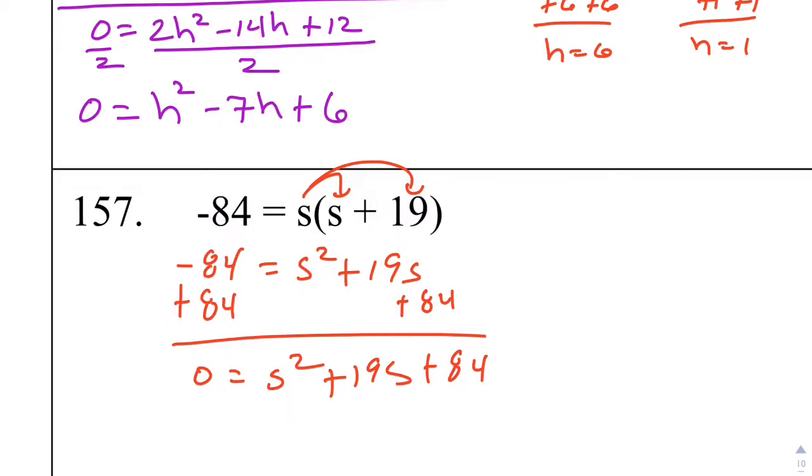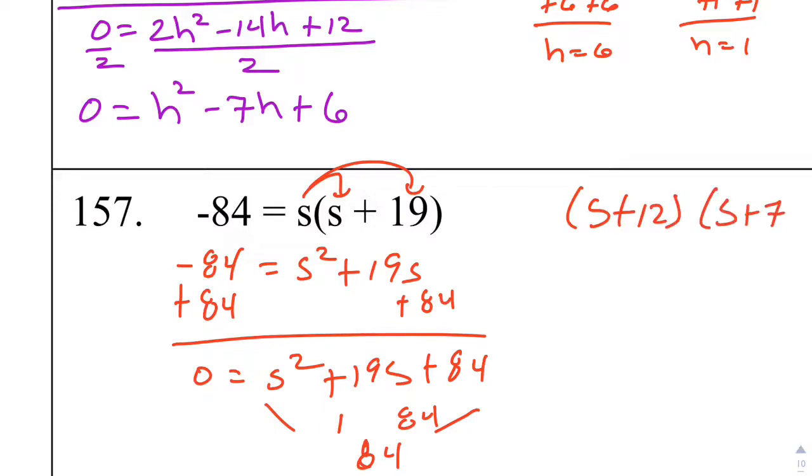So then 1 times 84. We need factors of 84 that are going to combine to be 19. And they're both going to be positive. So 12 and 7, right? So it's 84. So we're going to use 12 and 7. So s plus 12 and s plus 7.